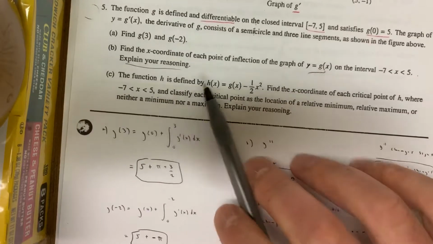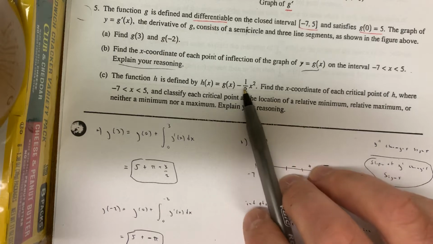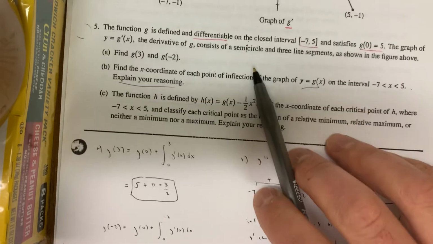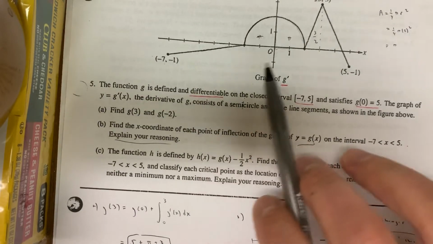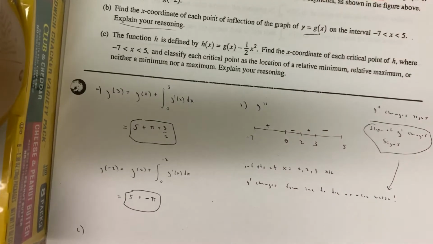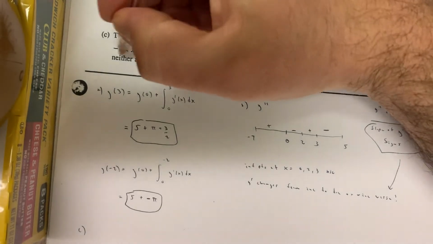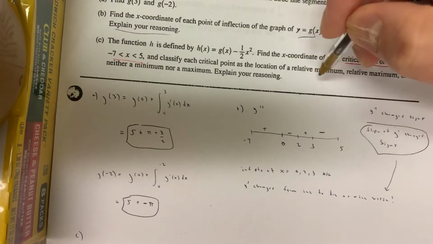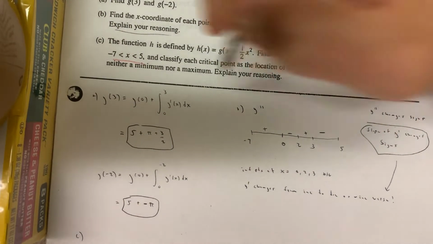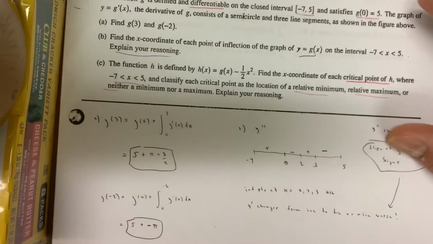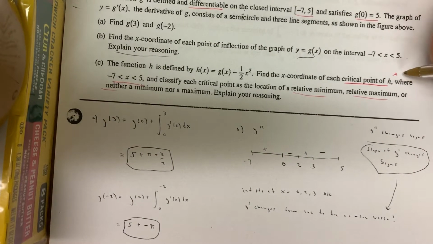Let the function h be defined by h of x equals g of x minus 1/2 x squared. So it involves this fictional function g that they talked about, they only give us the derivative for. Then they want the x-coordinate of each critical point of h from -7 to 5. And then they want to classify each critical point as either being a relative minimum, relative maximum, or neither. Okay, and remember a critical point for a function is going to be where the function's derivative equals 0 or where the function's derivative does not exist.